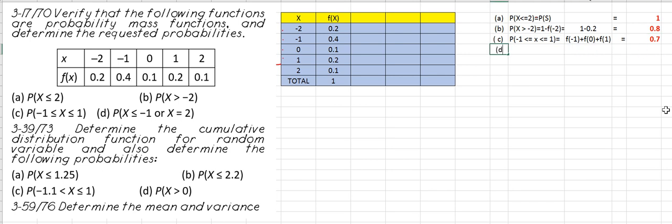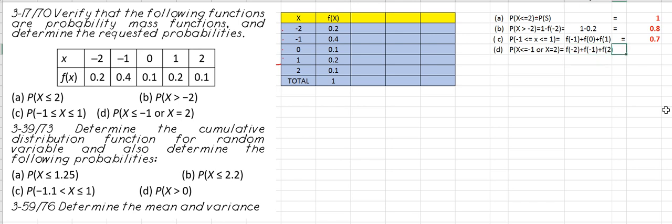Letter D. For letter D, we're looking for the probability that the random variable x takes values less than or equal to negative 1 or x is equal to 2. So this includes negative 2, negative 1. So that would be f of negative 1 plus less than or equal to negative 1. So that includes negative 2, negative 1. What else? So less than or equal to negative 1 would be negative 2 and negative 1, and f of 2. So plus f of 2.